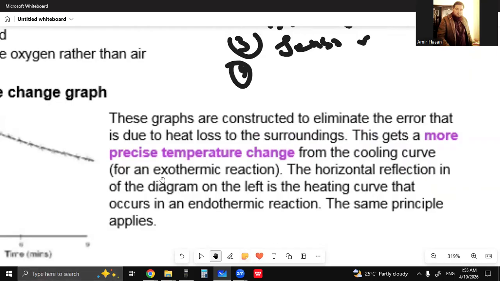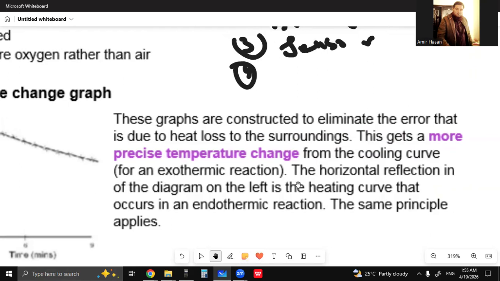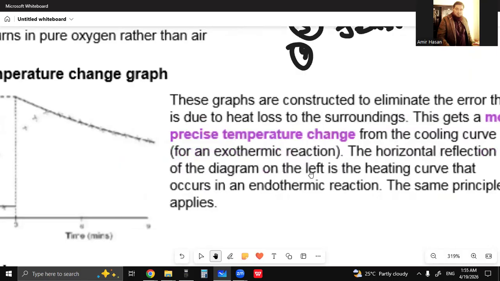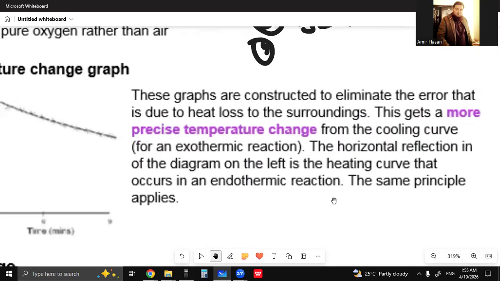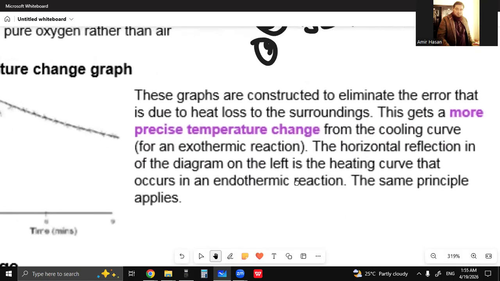There is a cooling curve for an exothermic reaction. In an exothermic reaction, what happens? The temperature decreases. The horizontal reflection of the diagram on the left is the heating curve occurring in the endothermic reaction. The same principle applies.